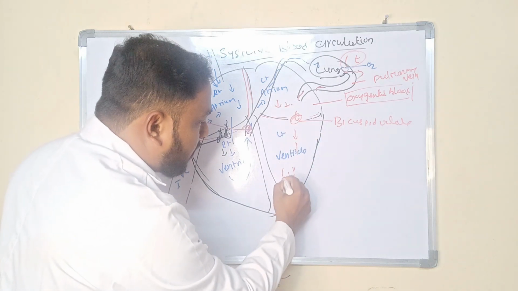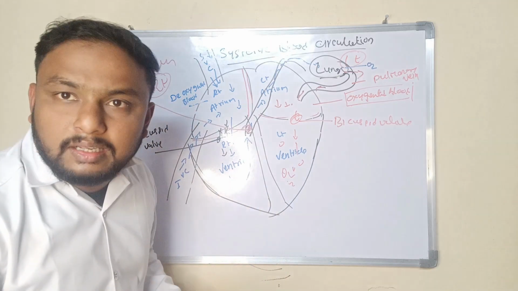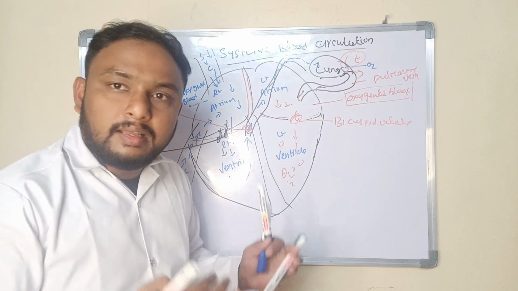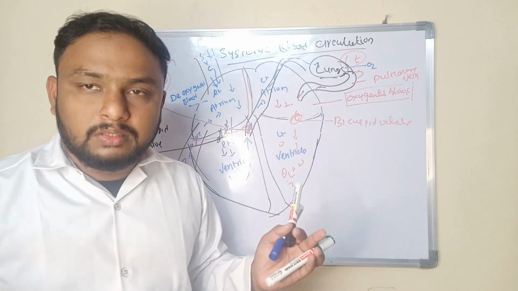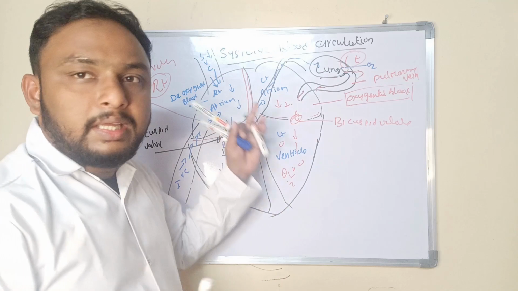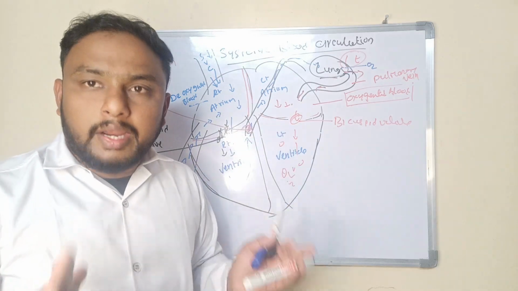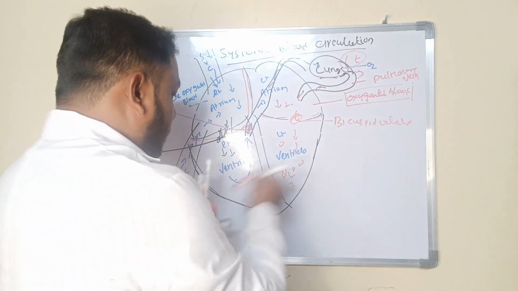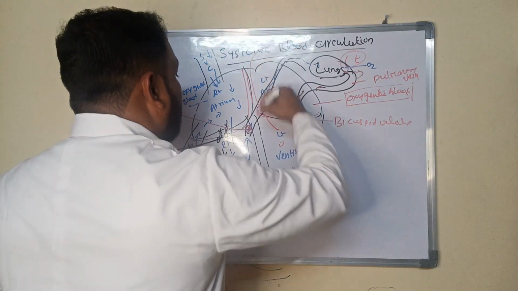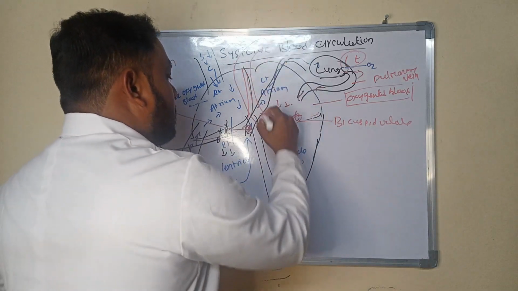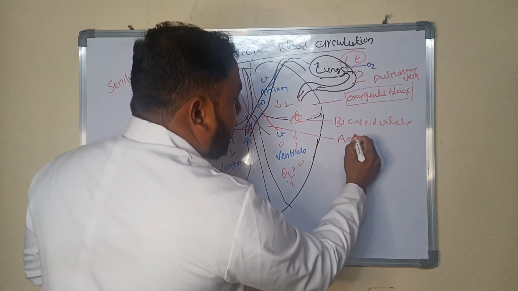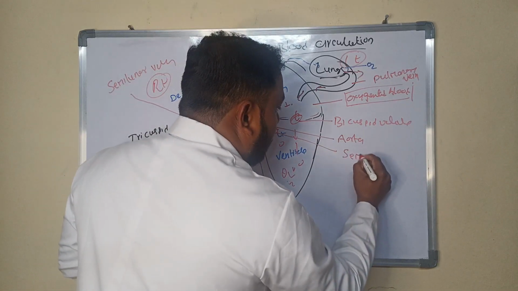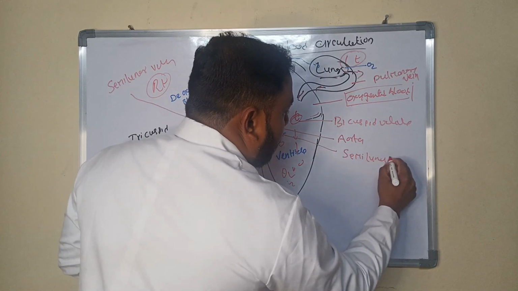After the oxygenated blood enters the left ventricle, what is happening? This purified pure blood needs to be pumped to the entire body. So how will it go? It will go to the entire body by the aorta, the big artery. From here the big artery will start, that is called the aorta. Again here one valve will be there, that is another semilunar valve, the aortic semilunar valve.